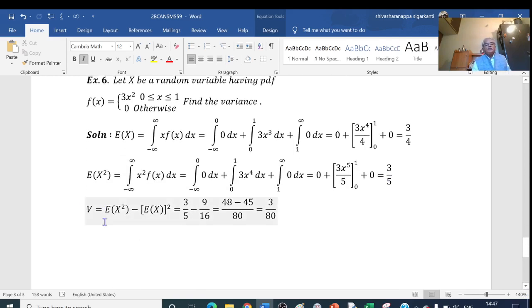And variance V is given by E of x square minus E of x whole square. This is equal to E of x square, which is 3 by 5, minus E of x whole square. E of x is 3 by 4, its square is 9 by 16. 80 is the LCM here. 16 into 3 is 48 minus 5 into 9 is 45. 48 minus 45 is 3 by 80. 3 by 80 is the value.